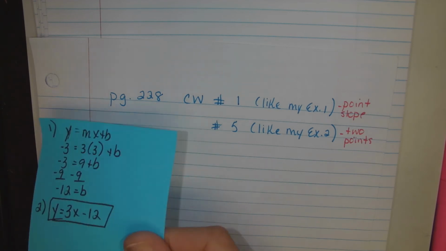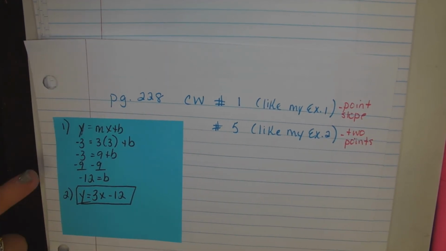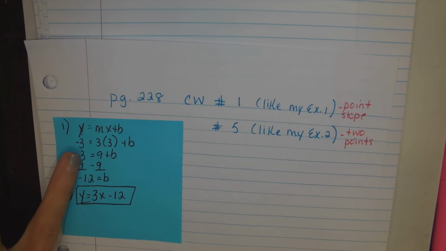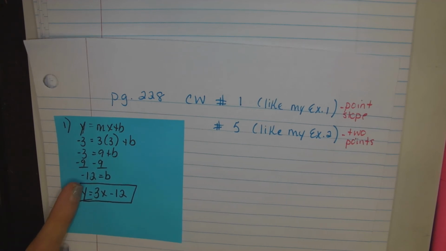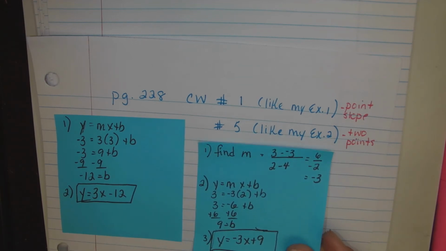Sounds good. Here is number 1. You have slope, you only need b. Use the point given and find b and then write it. Did you get it right? Yeah. All right. And number 5. Who's got number 5? I got it. Sam? I got y equals negative 3x plus 9. Sounds good.